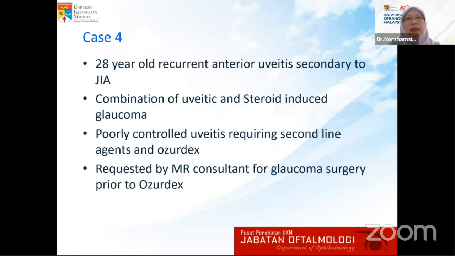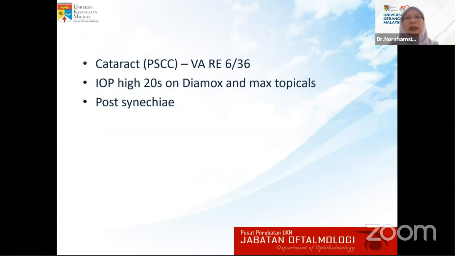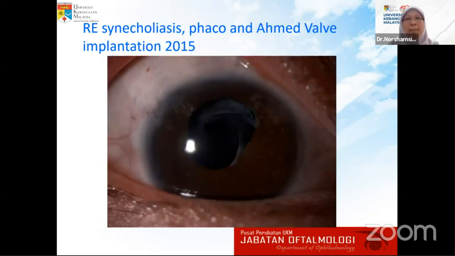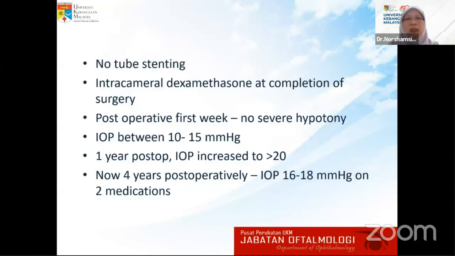The fourth case is a young girl who had bilateral anterior uveitis from juvenile idiopathic arthritis, and the right eye had poorly controlled uveitis until she required injection of Ozurdex, and the medical retina consultant requested a glaucoma surgery for Ozurdex to be injected. She had cataract in that eye, seeing 6/36, and pressure in the high 20s on full dose Diamox and all the anti-glaucomas. So what we did was synechiolysis, phaco, and put in an Ahmed valve back in 2015.